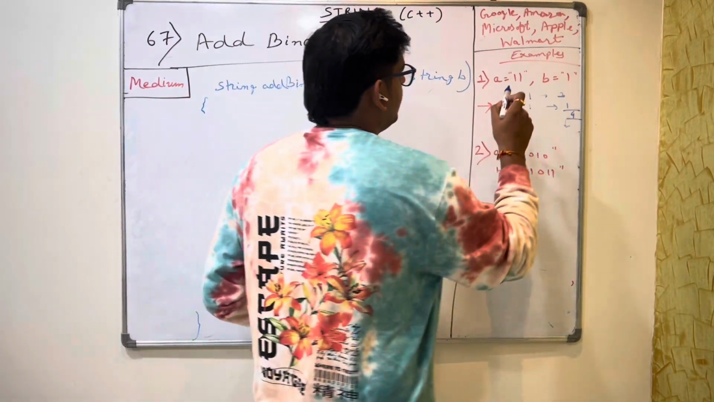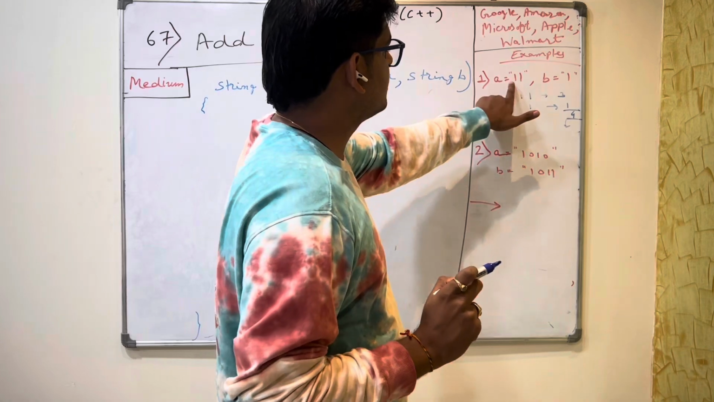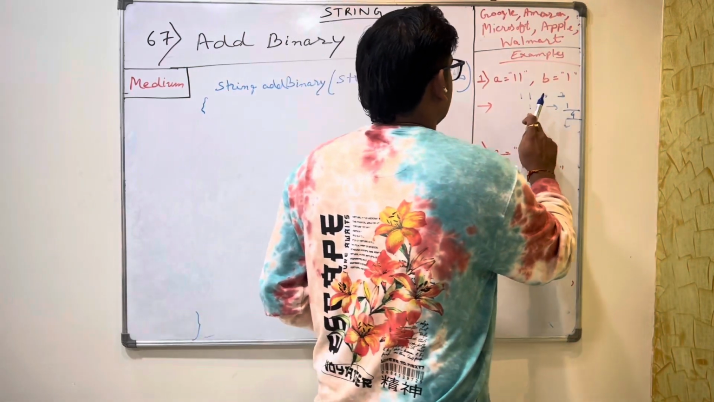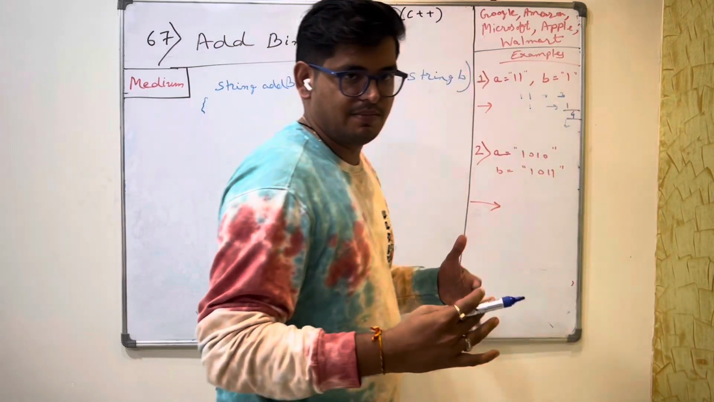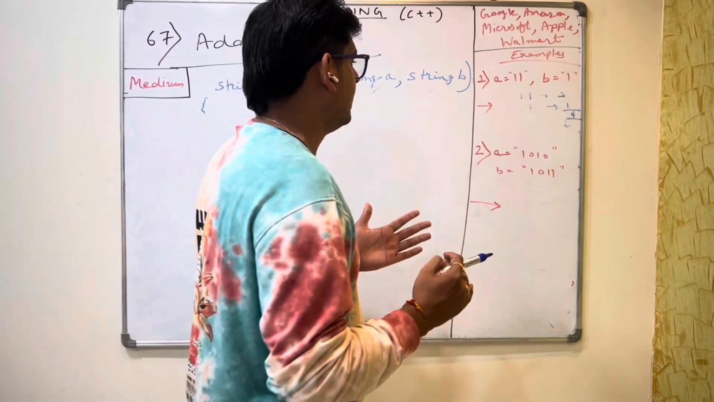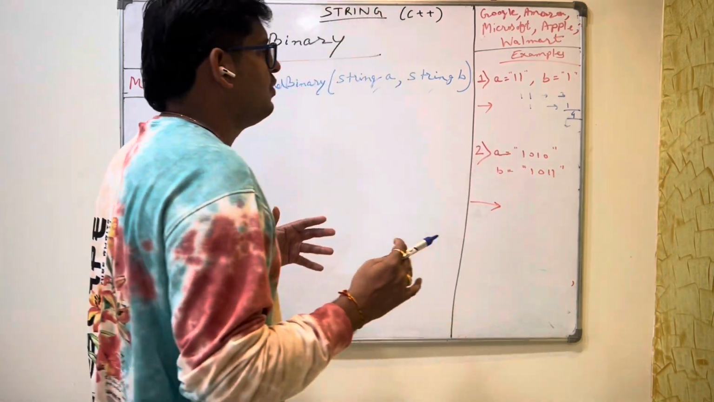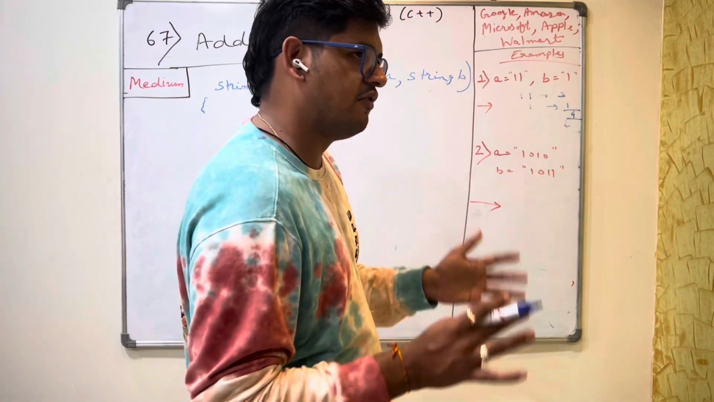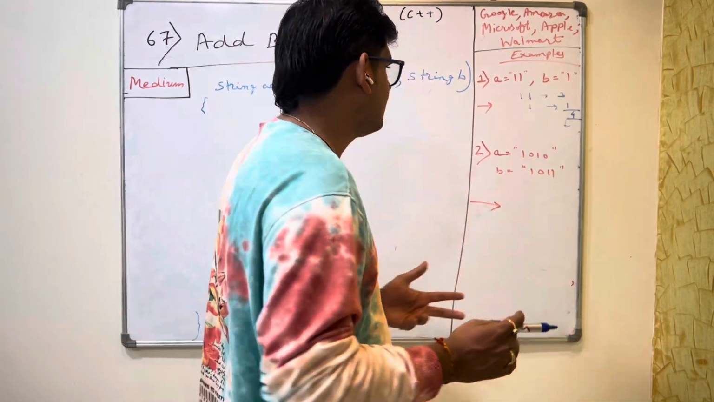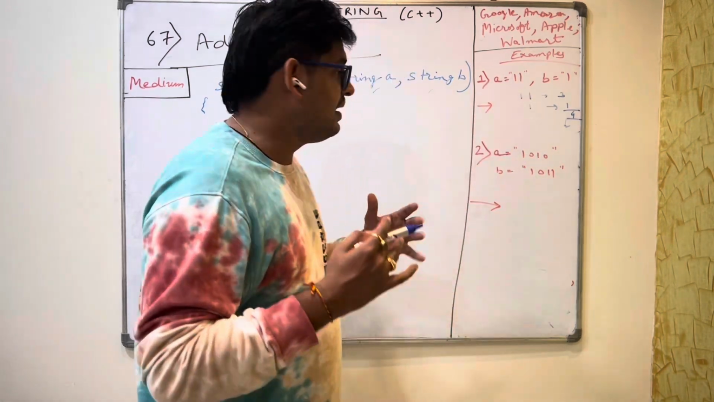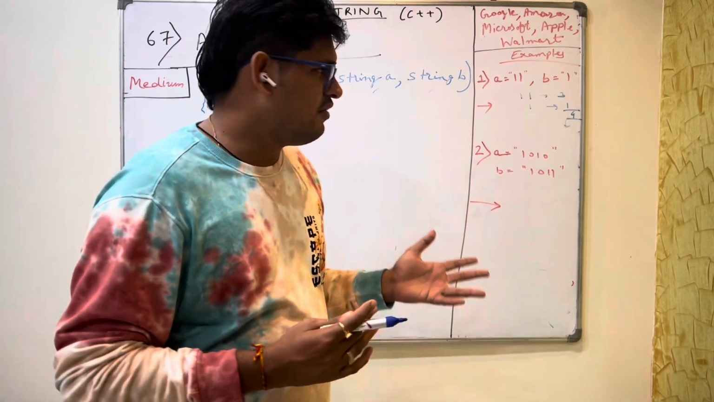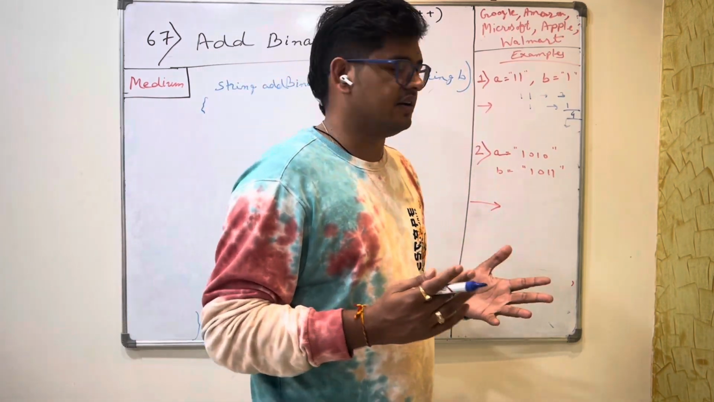One way of doing it is to convert both of them into decimal numbers, add them, and then convert the result back into binary. We can do that. The other way is better: just add them directly. If we can replicate in our program how we add binaries, then we can directly return the result, and we don't need to convert it twice.